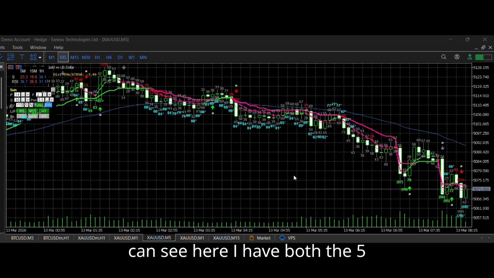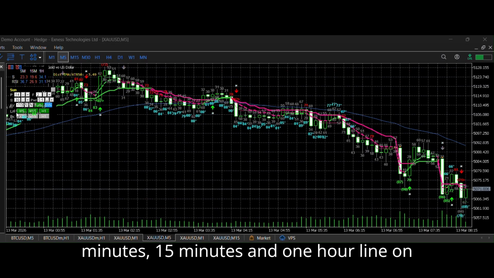It also has multi-time frame confluence. So as you can see here, I have both the 5 minutes, 15 minutes and 1 hour line on to show you the multi-time frame confluence. So when everything has the same color, that means everything is on the same trend. And then it also gives the AI scoring a higher value. As you can see, the lower values are grayed out, so you can follow the higher values better.